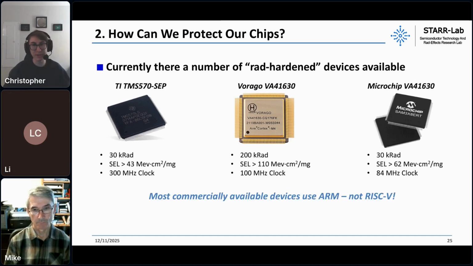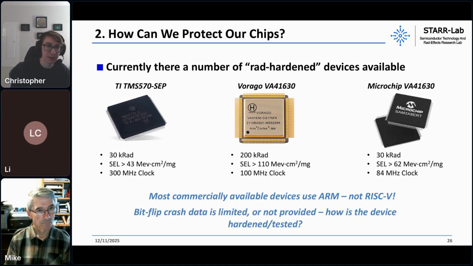But generally there are some issues with this across the industry: a lot of the commercial devices that you could go out and buy are using ARM, a more closed off instruction set architecture, compared to something that's open source and increasing in popularity like RISC-V.